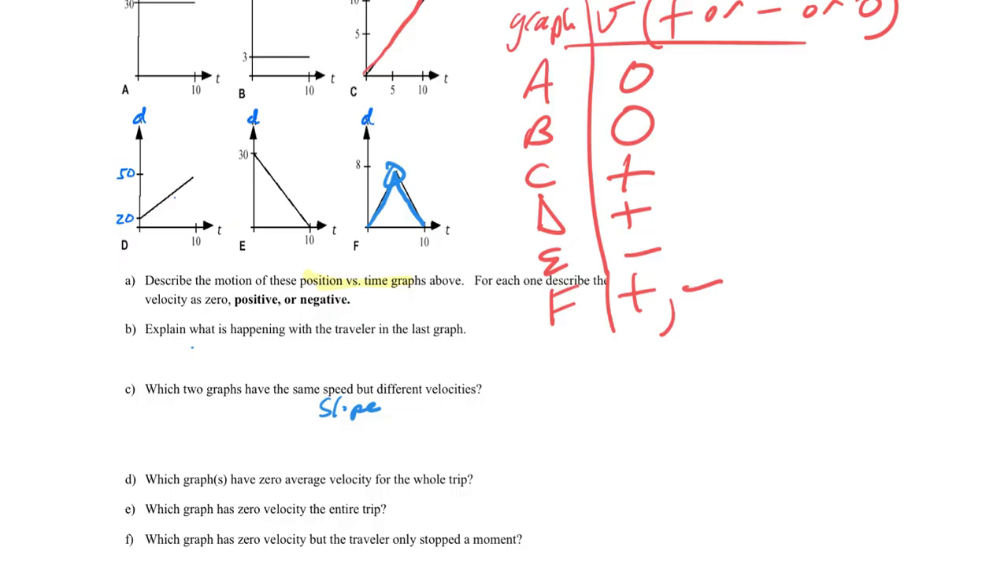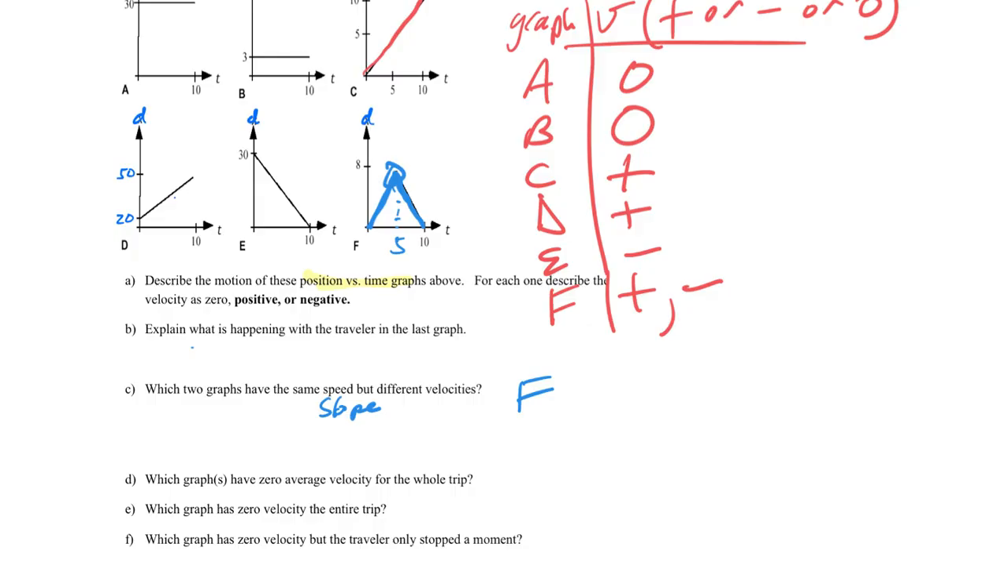Absolute value is slope, but one's positive, one's negative. So it looks like it's that case F. I could figure out that slope is 8 over 5. This slope is about 8 over 5, but negative.